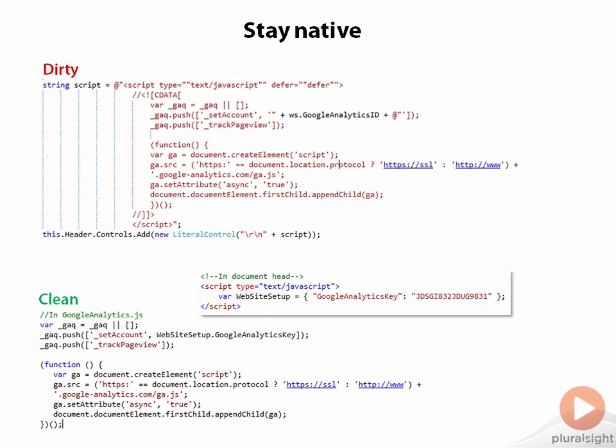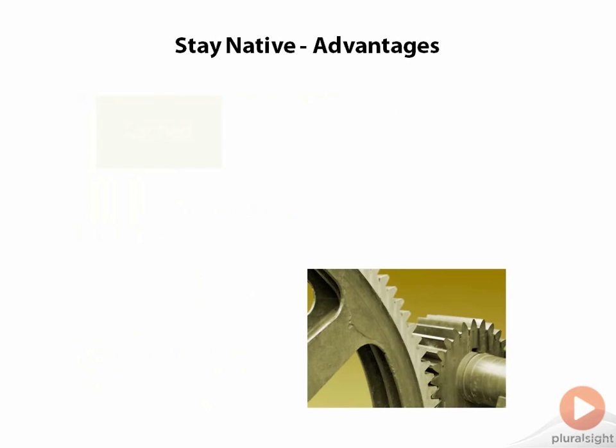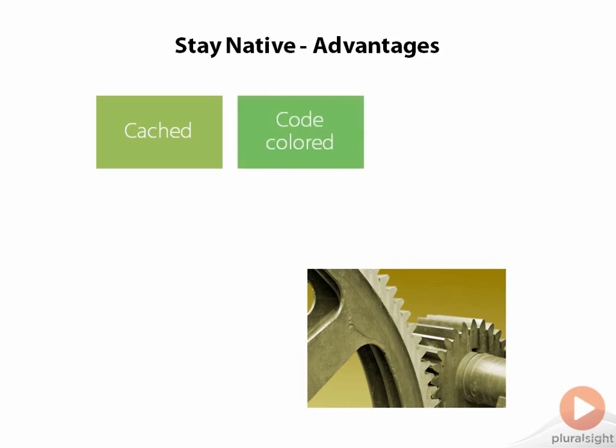And there's a lot of benefits to doing so. By staying native, our code is cached. It's downloaded once by the browser, and then that JS file isn't requested again because it already has those resources. When you put JS within your HTML, it's downloaded again and again on each page request. It's also code colored. If you looked at the old version in a string, it was all code colored as the one C# string, which makes it very difficult to read and maintain.